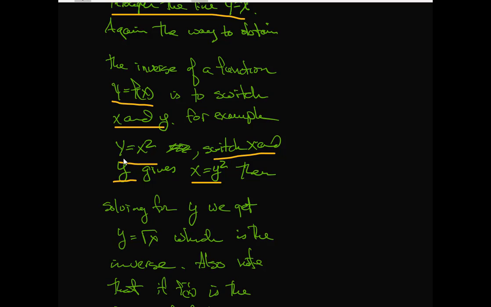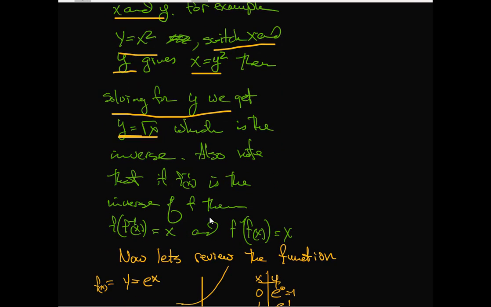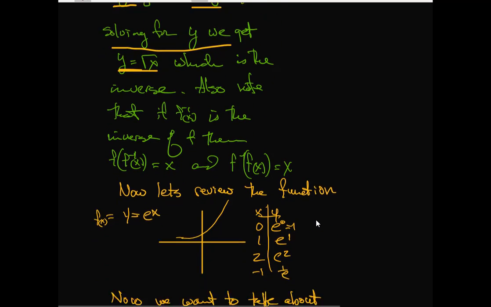Okay, so what's the trick? You switch x and y. So we do that. Then we solve for y. Then solving for y, we get y equals the square root of x, which is the inverse. Also note that if f inverse is the inverse of f, then f of f inverse is equal to x, and f inverse of f is also equal to x.